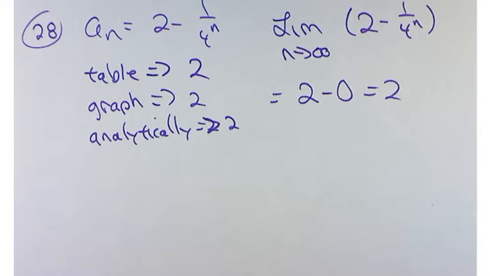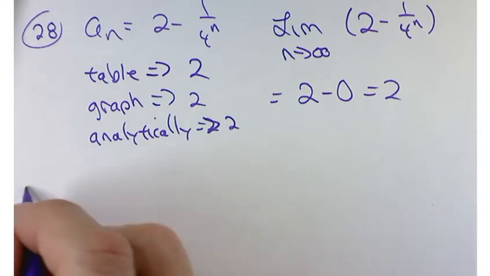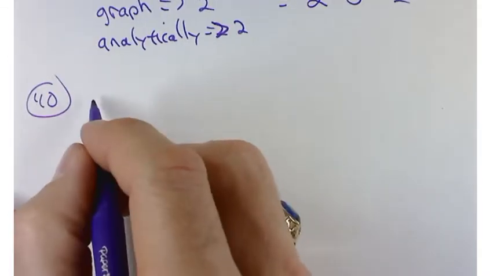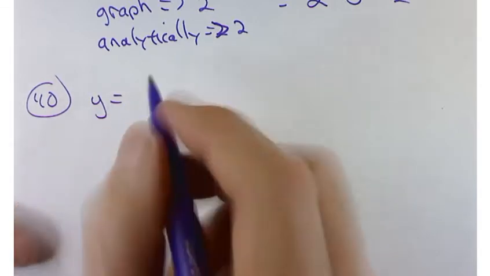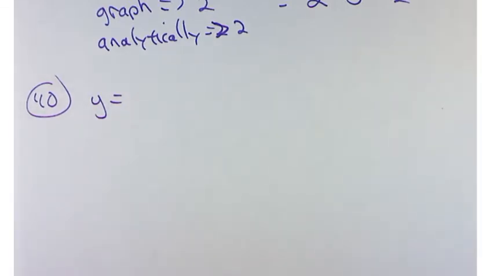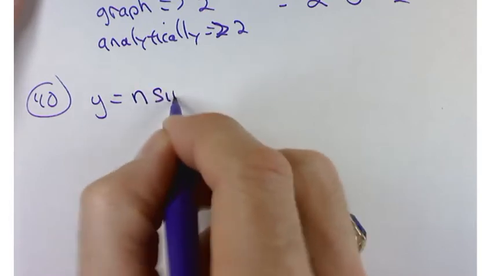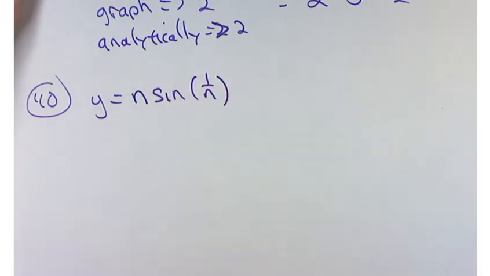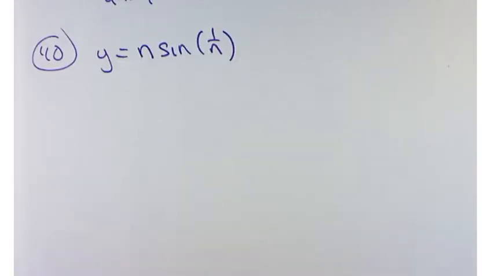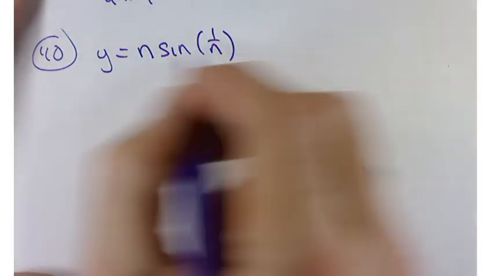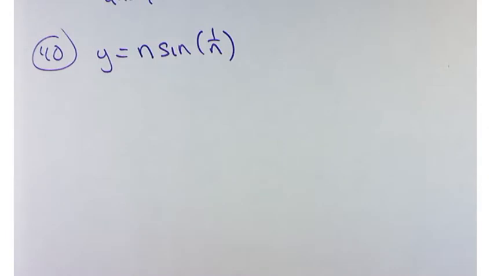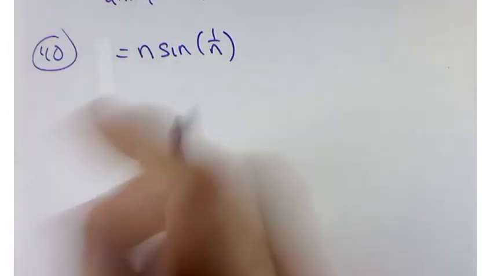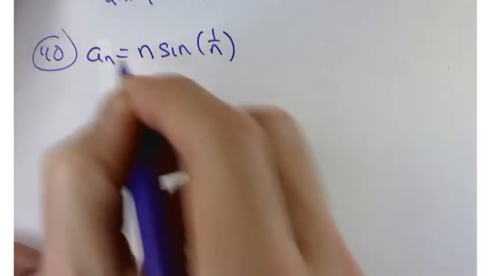Let's try problem number 40. y equals n times the sine of 1 over n. Whoops, I put y equals. I should put a sub n. My bad. This is a sequence. Well, I guess it is a function, but we're worried about the sequence, a sub n.